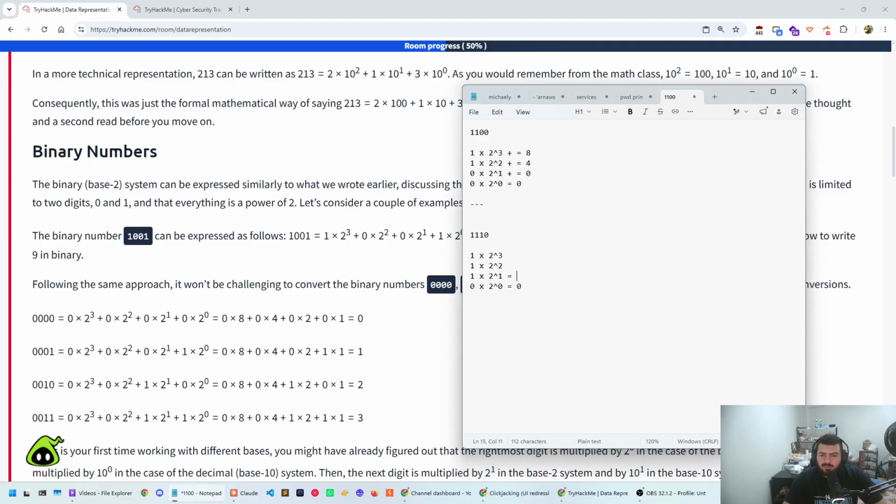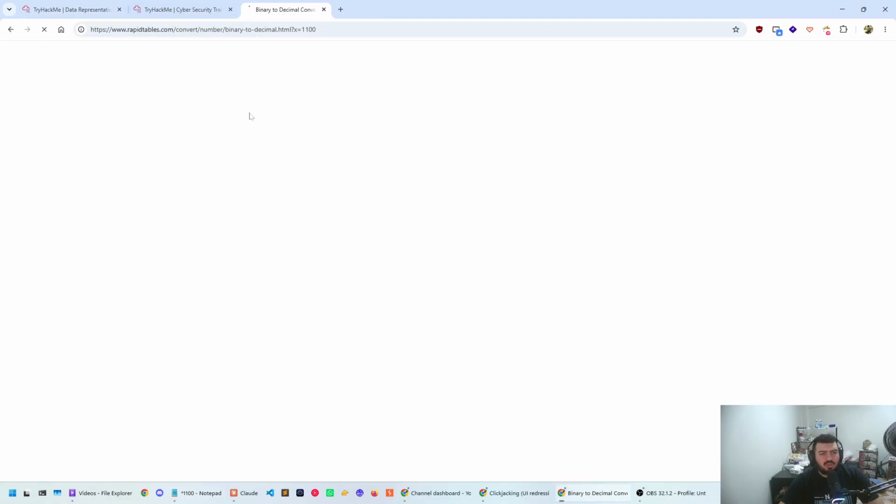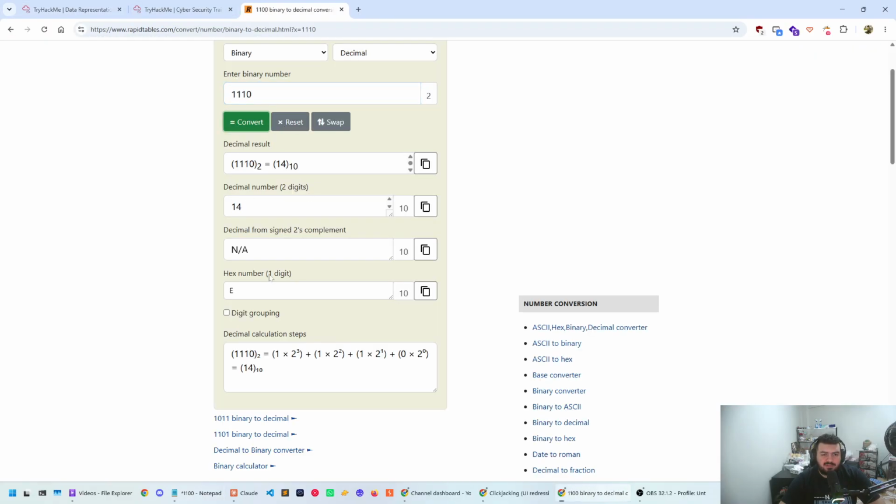So let's see here. 2 to the power of 1 is 2. 1 multiplied by 2 is 2. Now here it is 4. And here it is going to be 8. So 8 plus 2 is 10, and then 4 is 14. So 1110 should equal 14. Let's see if I'm correct. And there we go. Okay.